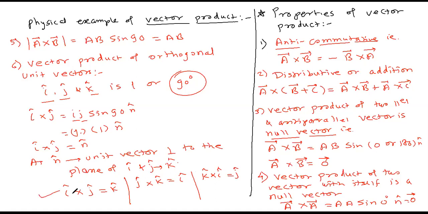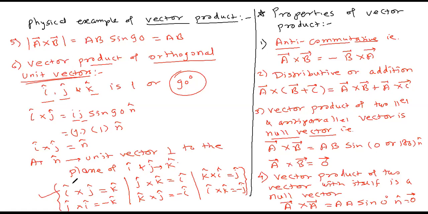On the other hand, if I take j cap cross i cap, I will get minus k cap. k cap cross j cap, I will get minus i cap. And i cap cross k cap is equal to minus j cap. So these are the very important vector products of the orthogonal unit vectors. Remember, dear friends, you will hear these frequently while solving problems in physics.